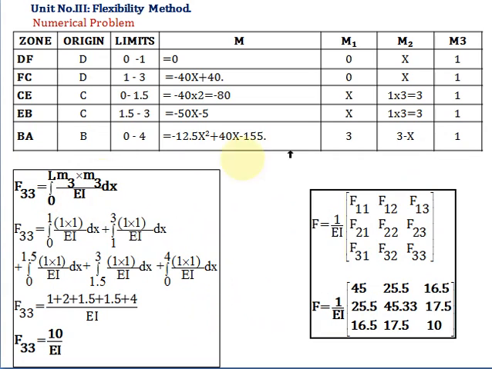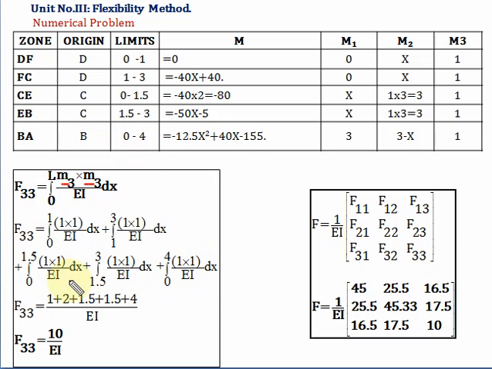Then the last flexibility coefficient is f33. So here we have to multiply m3 by m3. So all the values of m3 are 1. For the first zone DF, the limit is 0 to 1, so 1 multiplied by 1 upon EI into dx. For zone FC, the limit is 1 to 3, 1 multiplied by 1 upon EI into dx. Next zone is C, the limit is 0 to 1.5, 1 into 1 upon EI into dx, plus the next limit is 1.5 to 3, 1 into 1 upon EI into dx, and the last zone is BA, where the limit is 0 to 4, 1 into 1 upon EI into dx.